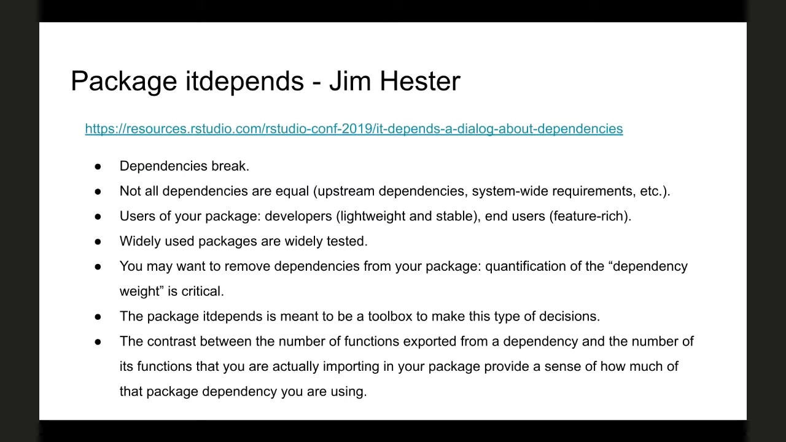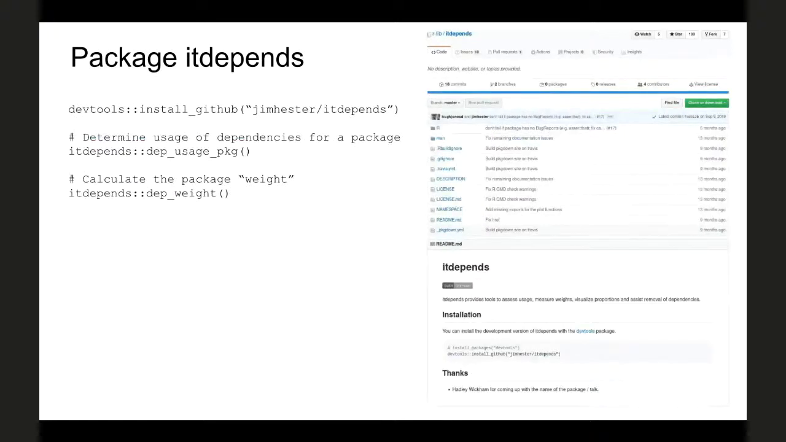And among the many things that he lays out on this subject, I'd like to highlight one of the metrics that I found interesting, which is the contrast between the number of functions exported from the dependency and the number of functions that you are actually importing in your package, which provides a sense of how much of the package dependency you are using. Okay? And with an example later, I hope this becomes clear. So this package, itdepends, lives in GitHub, it's not in CRAN.